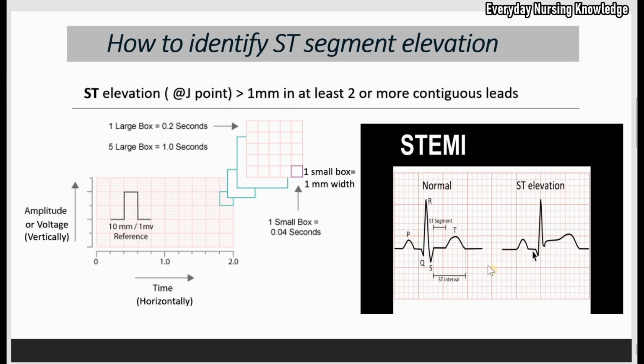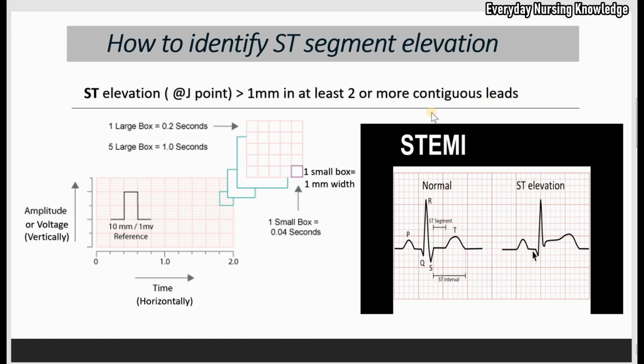Now look at this picture. This is the ST segment, and it's a flat isoelectric line, and when you compare it with the PR interval, it's at the same level. Now look at this picture. This is the ST segment, whereas the PR interval should be the baseline. You look at the J point, which is here, the end of the S wave. The J point is elevated by one small box. That means it's greater than 1 mm, so it's a significant ST elevation. Again, it is significant if it is present in at least 2 or more contiguous leads.